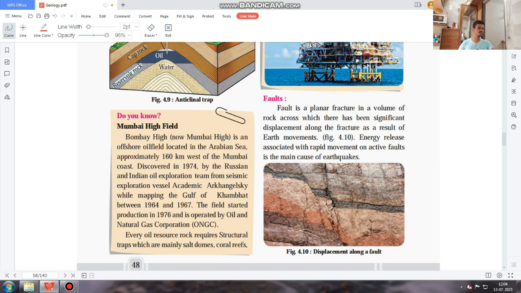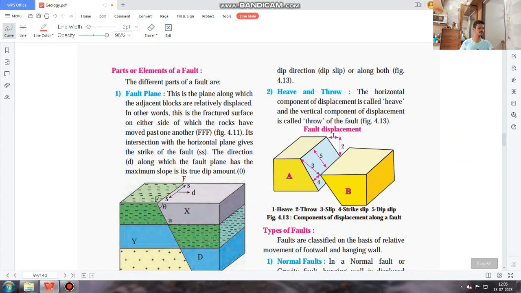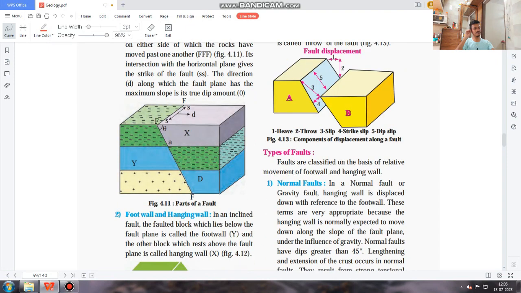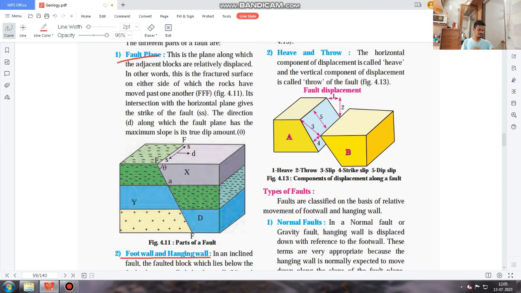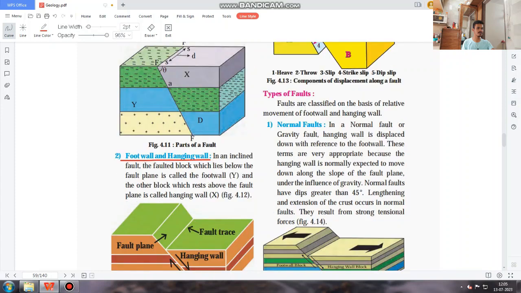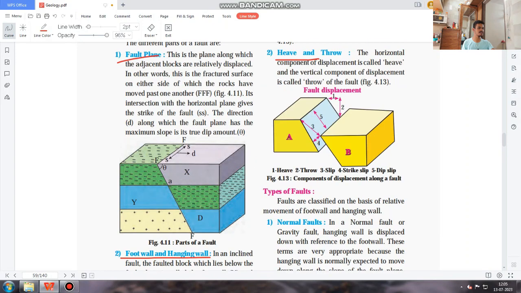Fault is a planar structure in a volume of rock which has had significant displacement along the fracture as a result of earth movements. This is the definition of fault. This had come again in 2022 for 3 marks, this entire paragraph for 3 marks. Next we move to the parts or elements of fault: fault plane, footwall, hanging wall, heave and throw.